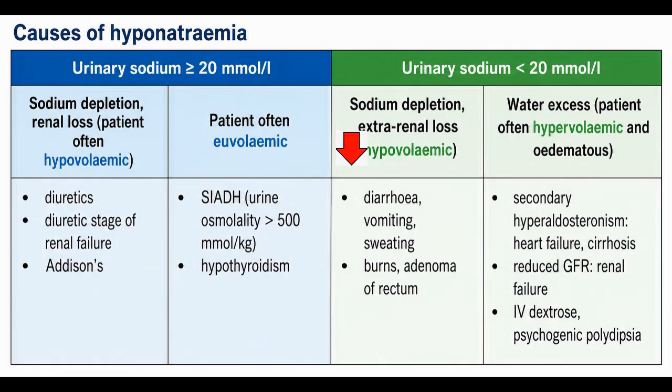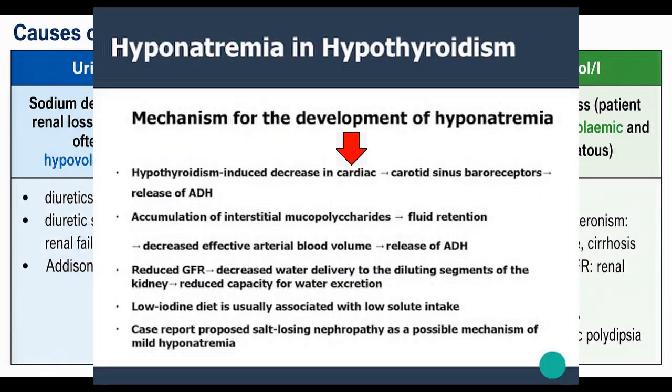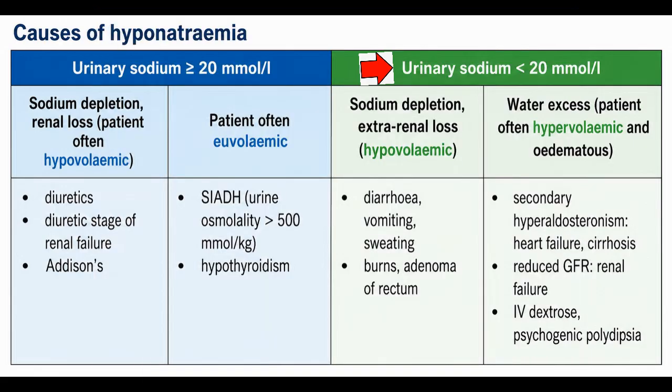Hypothyroidism. Hypothyroidism can reduce cardiac output and impair free water clearance, resulting in water retention and dilutional hyponatremia. 2. Urinary sodium less than 20 mmol per liter. Here, the kidneys are appropriately conserving sodium. A low urinary sodium suggests that sodium loss is occurring outside the kidneys, or that the body is retaining water. Again, there are two groups.